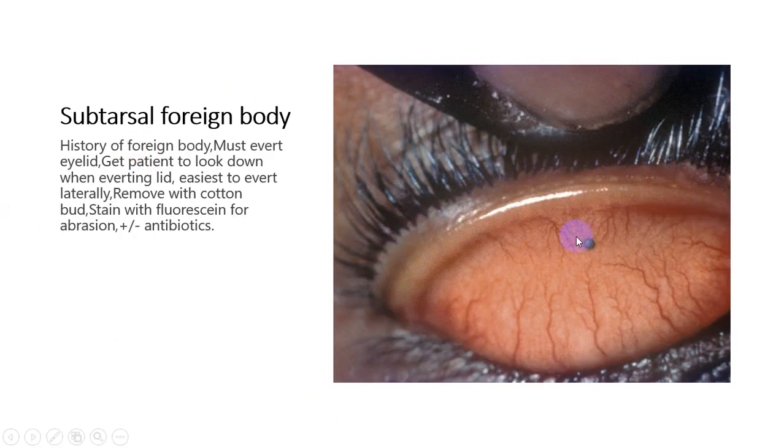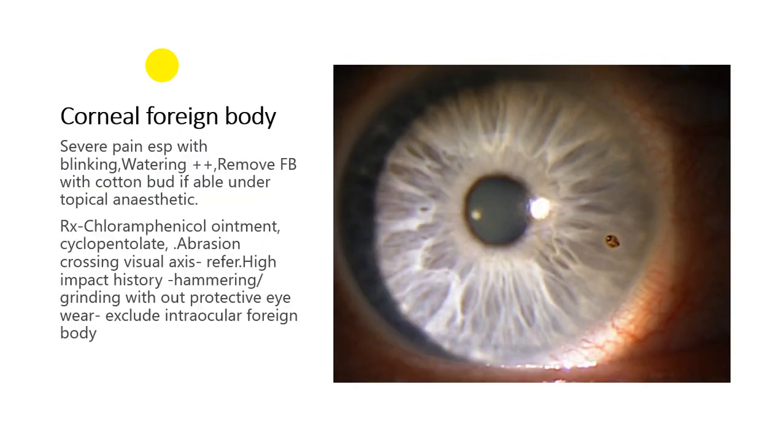Subtarsal foreign body. There is a history of foreign body, and you must evert the eyelid. You should tell the patient to look down and evert the lids; it is easiest to evert laterally. Remove with a cotton bud and stain with fluorescein if there is abrasion. And you can use antibiotic also.